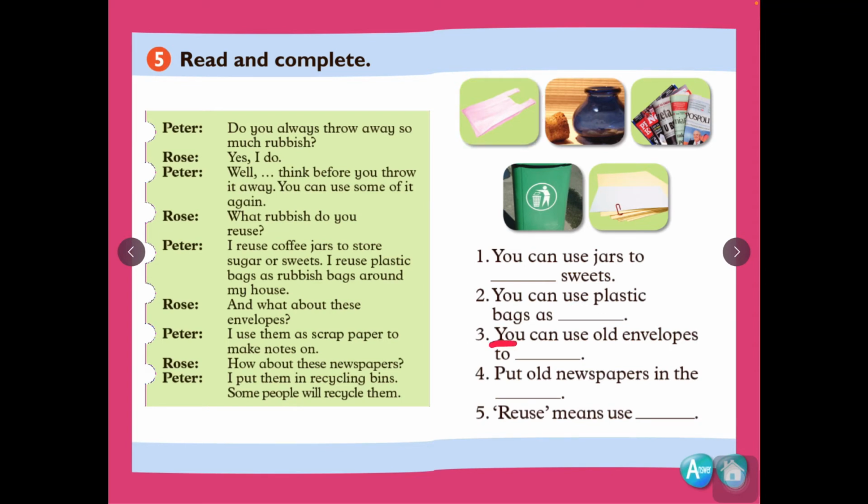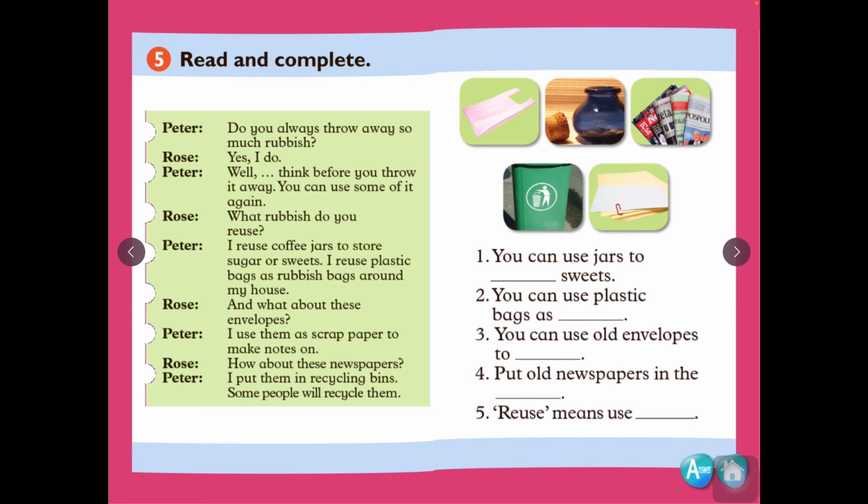Number 3, you can use old envelopes to blank. Old envelopes for what? So you write the answer here. Number 4, put old newspapers in the blank. So where do you put the newspaper? You put the newspaper in the, and answer here. Number 5, reuse means use blank. What is reuse meaning? It means to use blank. Okay, answer here.